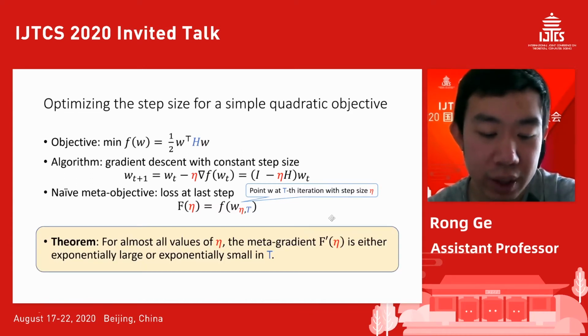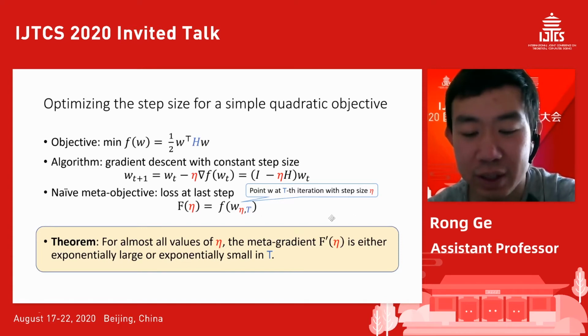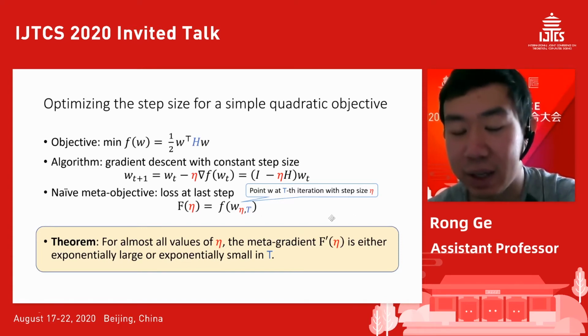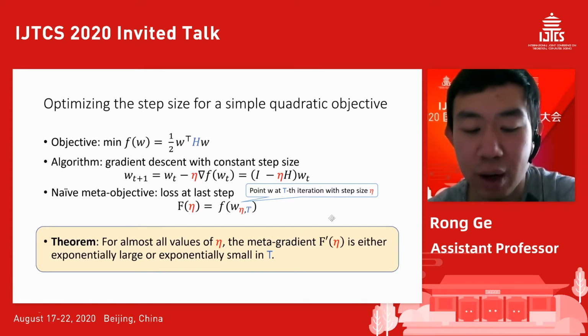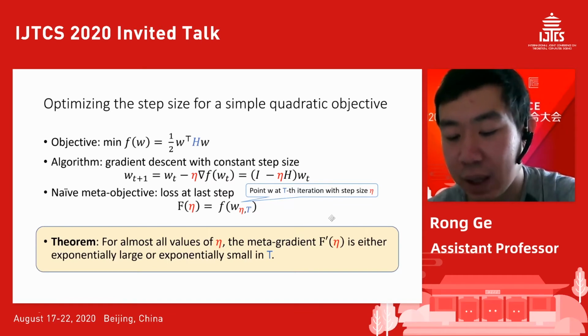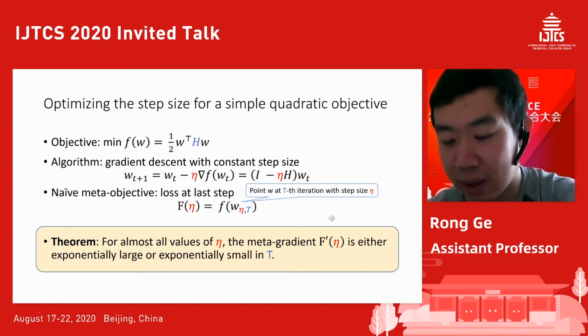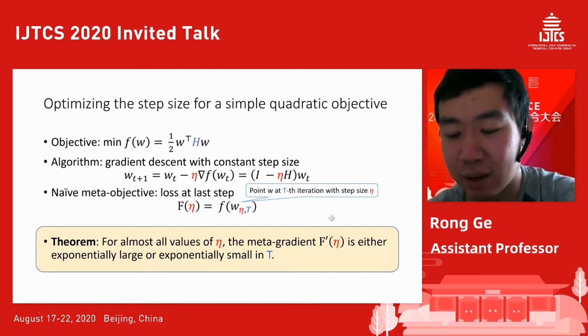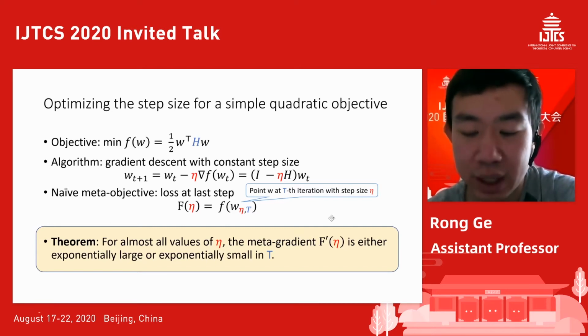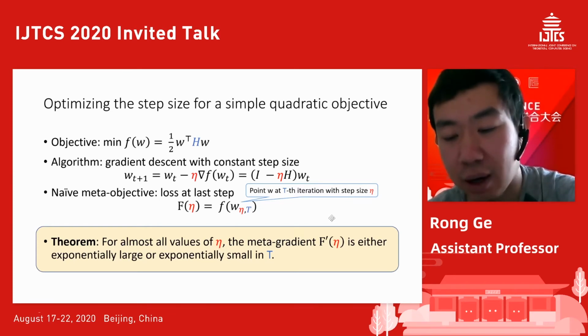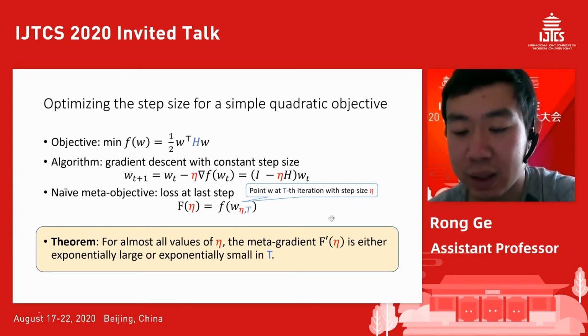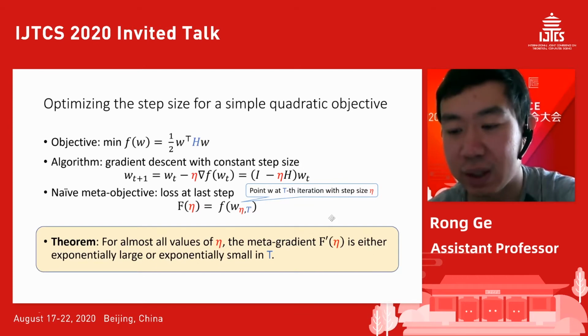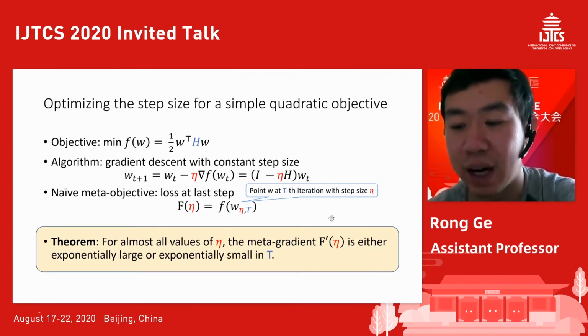So what we can prove is that for this objective, if you just directly do meta gradient descent, it's not going to work. For almost all values of eta, the meta gradient in this case, since it's a single parameter, it's just the derivative of F at this point eta, is either exponentially large or exponentially small in this number t, where t is the number of unrolled steps in the optimization.